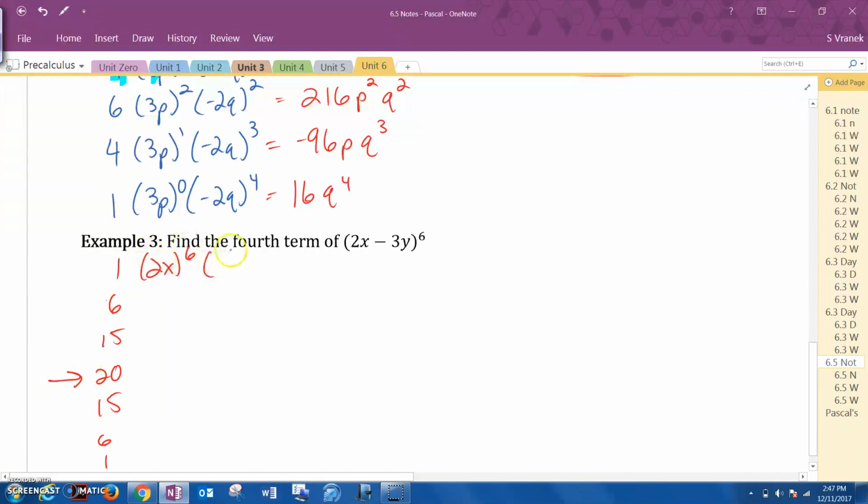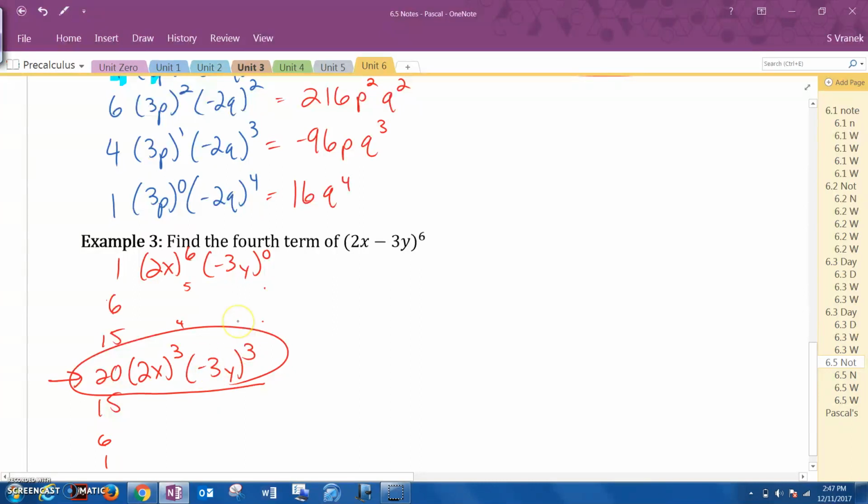This is going to be to the sixth. This is going to be to the 0. And then follow the pattern. If this is the sixth, this is fifth, fourth. I want this one. 2x to the third. This is 0, 1, 2, 3. Negative 3y to the third. I want to figure out what this is. That's all you have to do, is figure out what that one is.